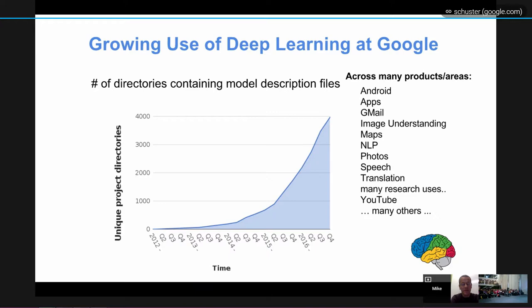First of all, at Google, we have for years now been doing deep learning. And since 2012, when the group was formed, we are using more and more deep learning at Google. Here you see a graph of all the model directories that contain code with deep learning at Google. So you see this is an almost exponential curve. And lately, in Q4 2016, we had 4,000 directories at Google, meaning at least 4,000 people working on things that touch deep learning. And this is across many products: Android, apps, Gmail, image understanding, maps, NLP, photos, speech, translation, YouTube, and many, many more.